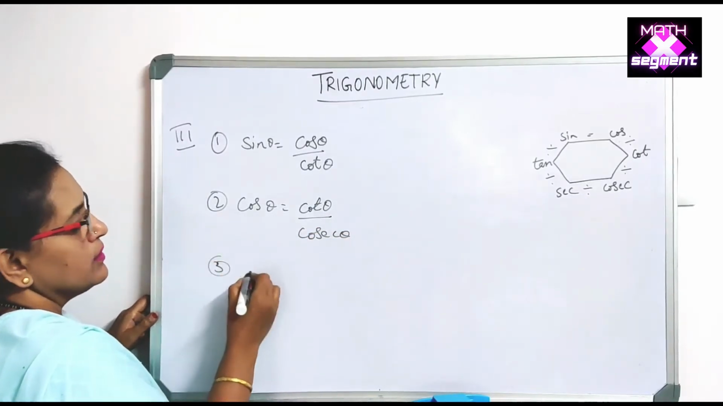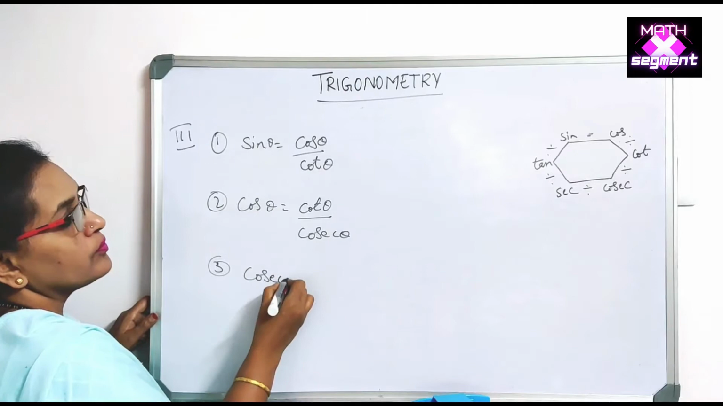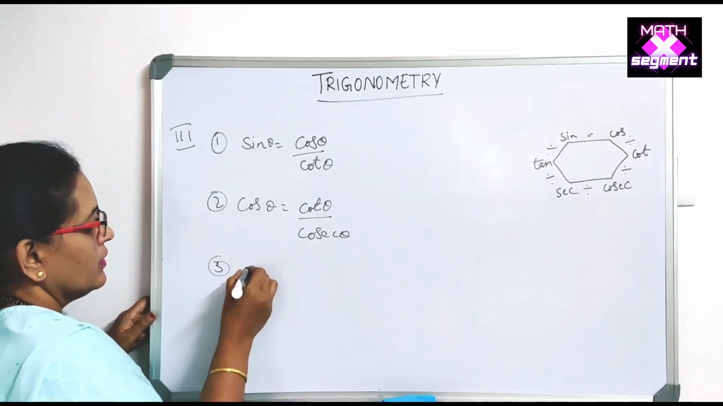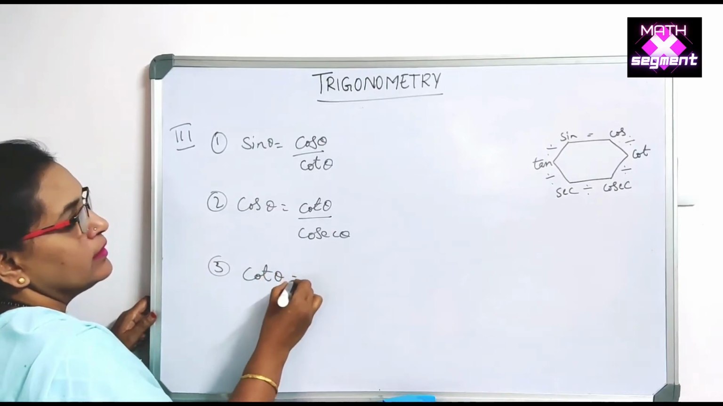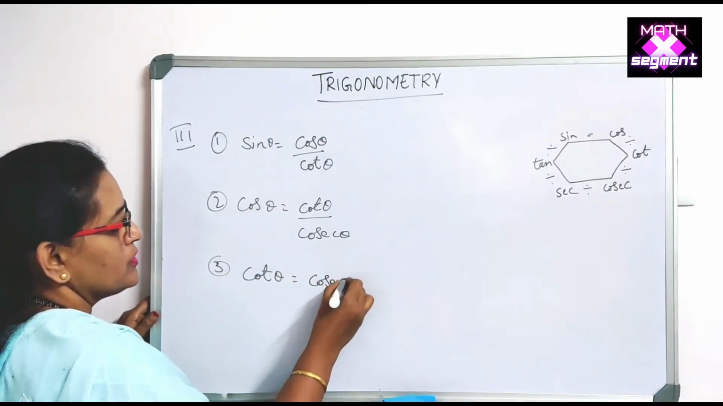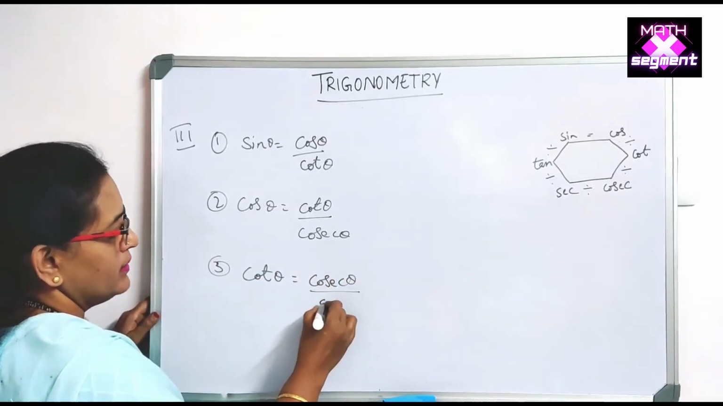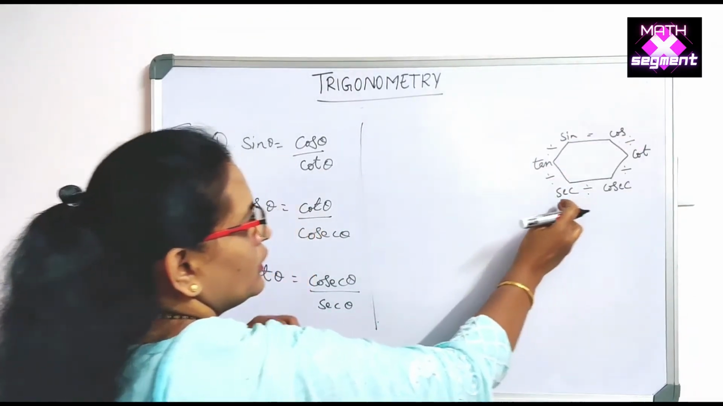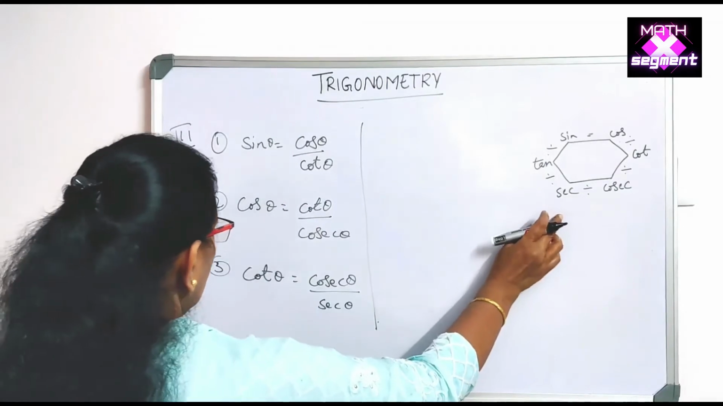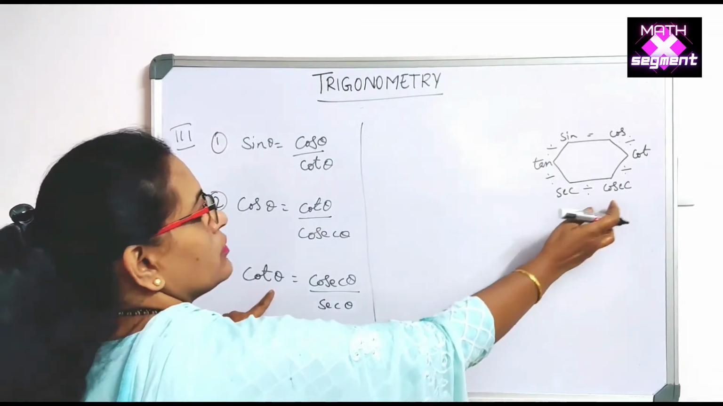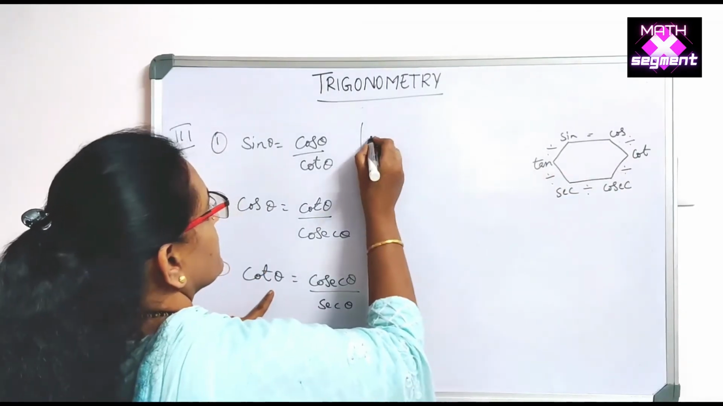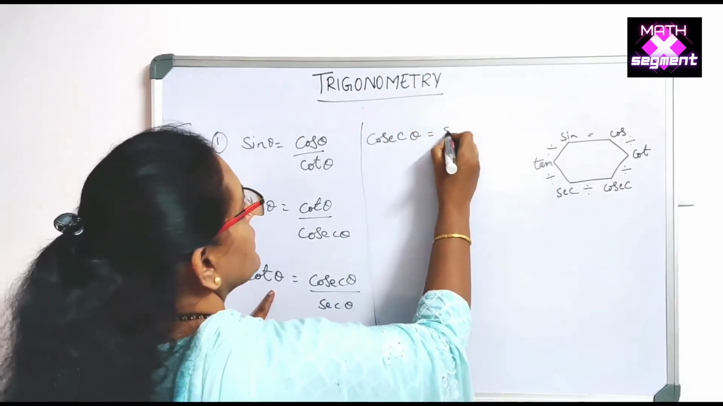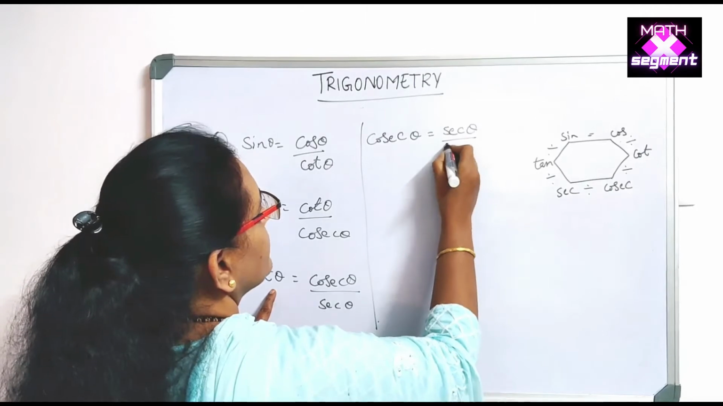Then third one is cosecant theta. No, I'll take it cot. Next is cot. Okay. Cot theta is equal to cosecant theta divided by secant theta. You go in the order so that you will not miss any ratios. So after cot comes cosecant. So cosecant theta is equal to secant theta by tan theta.